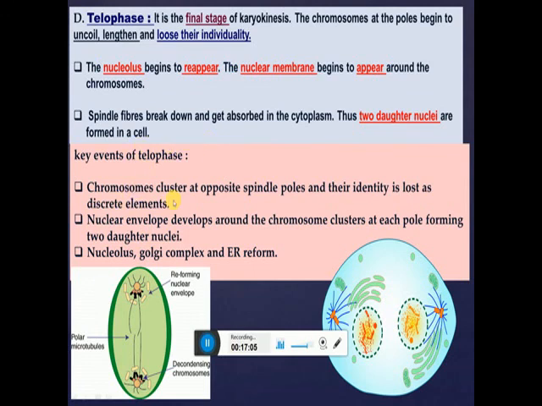Key events of the telophase: chromosomes cluster at opposite spindle poles and their identity is lost. The nuclear envelope develops around the chromosome cluster at each pole, forming two daughter nuclei. The nucleolus, Golgi complex and ER reform. In addition to the nucleolus, outside the nucleus, the Golgi complex and ER also form in the cell. So this is the telophase.